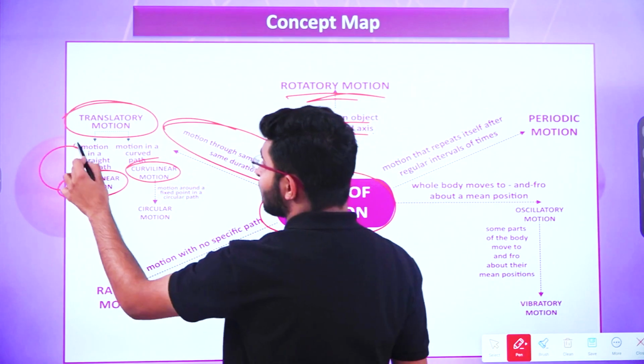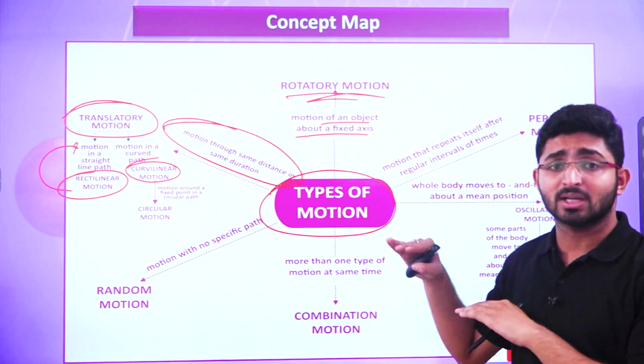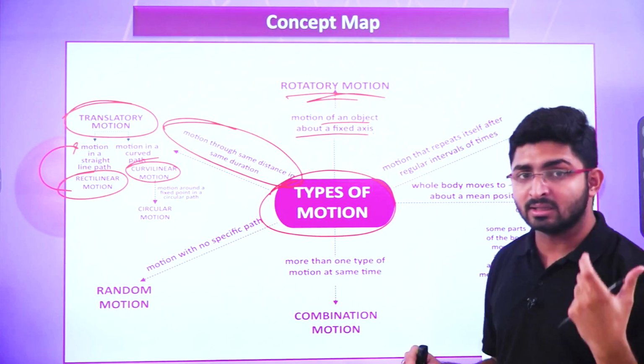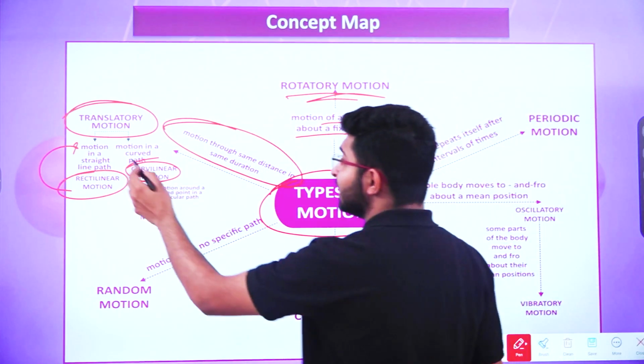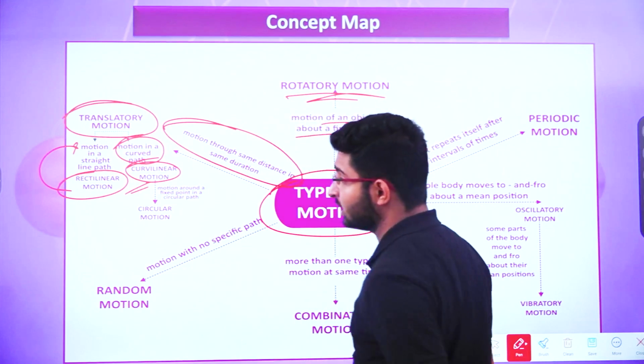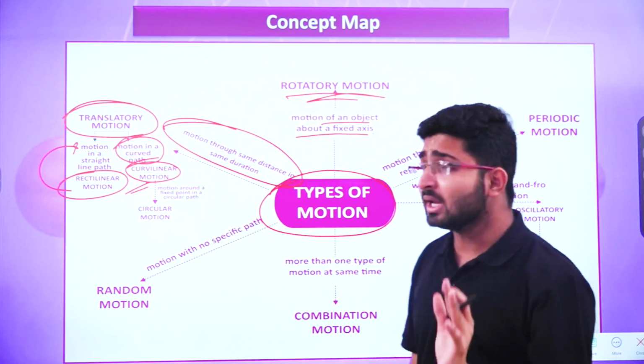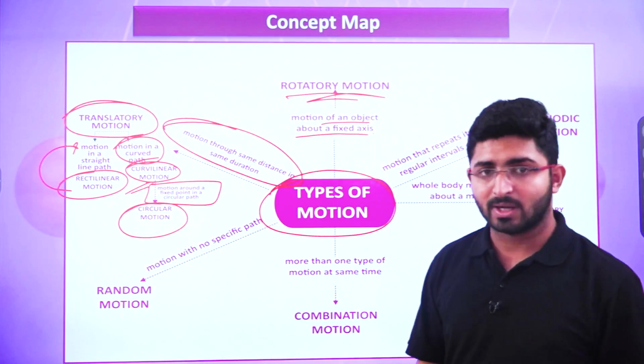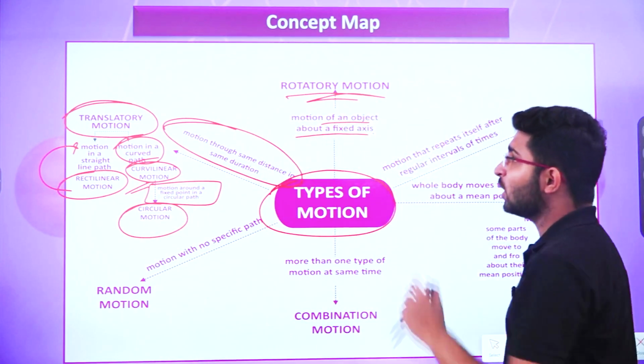Rectilinear is motion in a straight line path, like if an object is covering the motion in a straight line path, that object will have a rectilinear motion. But if it is covering motion in a curved path, that will be a curvilinear motion. And curvilinear motion's special case is circular motion, which is motion around a fixed point in a circular path, right? So this was translatory, this was rotatory.